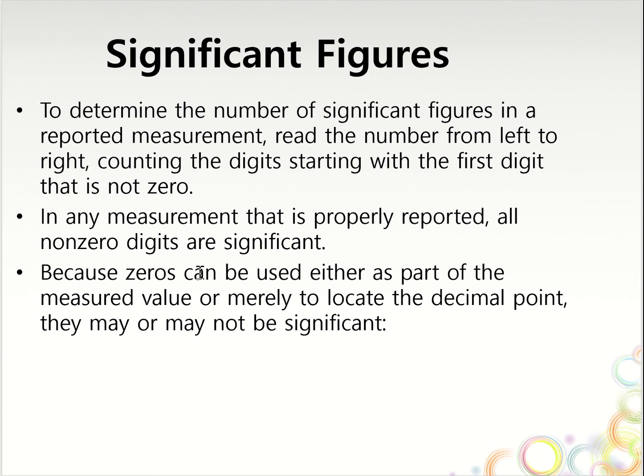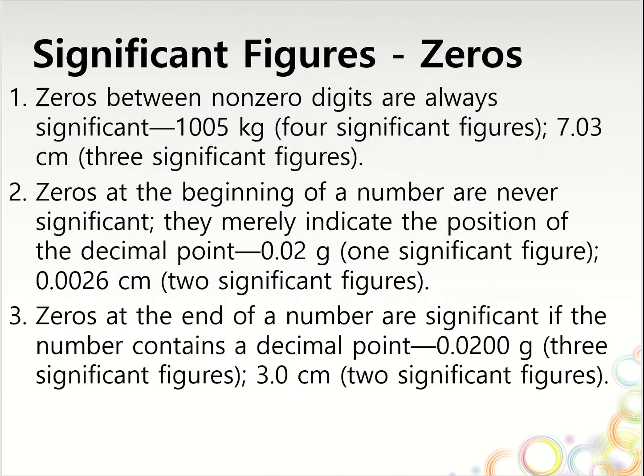And so because zeros can be used either as part of the measured value or merely to locate the decimal point, they may or may not be significant. So let's go ahead now and look at some of the rules which govern whether or not these zeros are significant. All right, so the first rule is that zeros between non-zero digits are always significant.